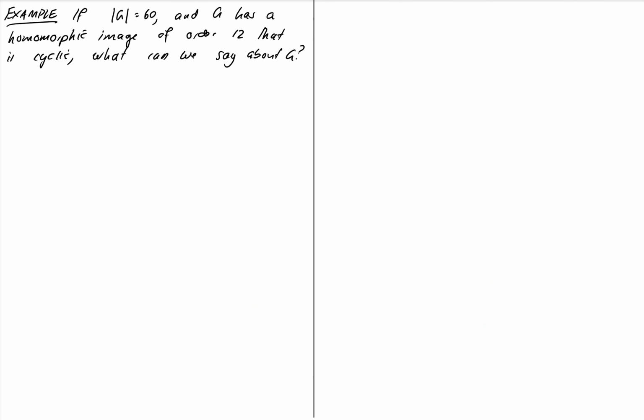Alright, so let's look at an example of what a homomorphic image of a group can actually tell us about the group itself. The point of homomorphisms is to help us understand how a group works by studying homomorphic images and using that to conclude something about the group itself. For the example here, we've got a group of order 60, and we're going to suppose that we have found a homomorphism that gives us an image of order 12 that's cyclic. So what can we then say about G?